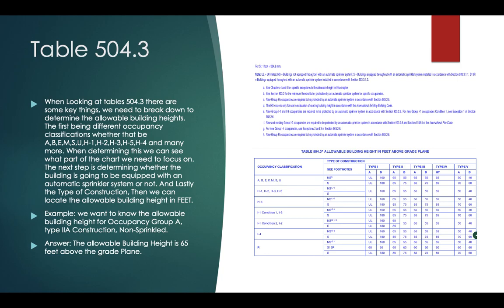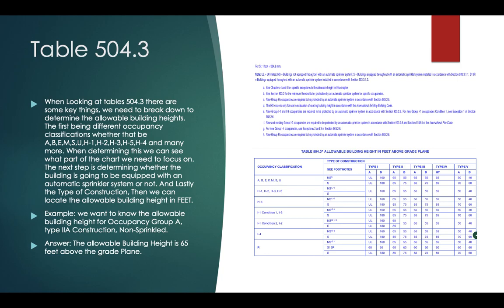So for table 504.3, there are some key things we need to break down to determine the allowable building heights. The first is the occupancy classification, whether that be A, B, E, etc., and many more. When determining this, we can see what part of the chart we need to focus on. The next step is to determine whether the building is going to be equipped with an automatic sprinkler system or not. And lastly, the type of construction. After doing all this, we can locate the allowable building height in feet.